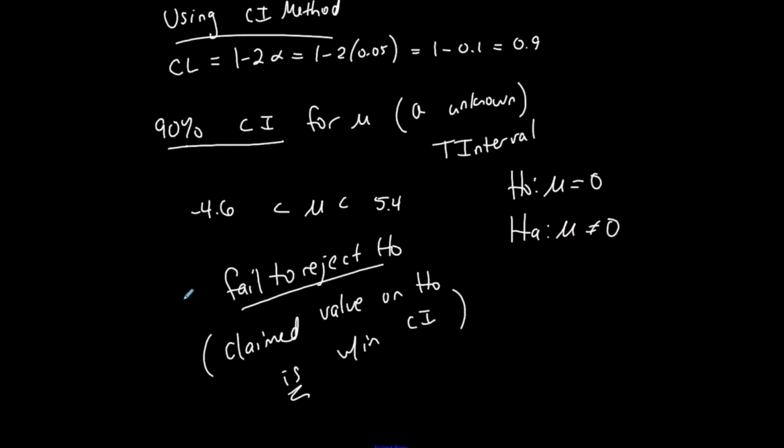So again, with your confidence interval, if the value on the null, the claimed value, is in here, then I can't throw it away. I have to fail to reject it. If this number is not in here, then I could throw it away. I could reject it.